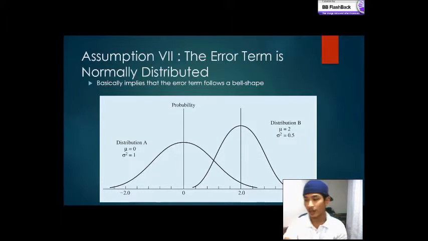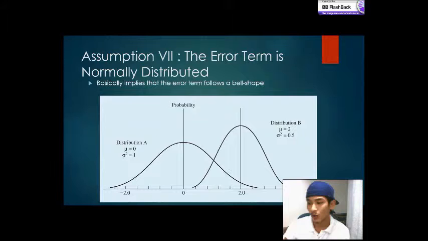As we can see from the graph, when the mean is different, the whole graph is shifted. As we can see from distribution B, it is shifted to the right because its mean is equal to 2. Not different from distribution A, where the mean is equal to 0, so it stays at 0 on the x-axis.